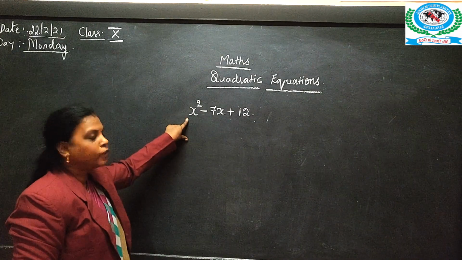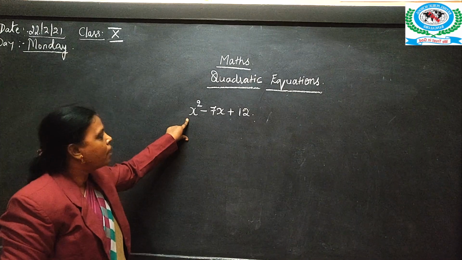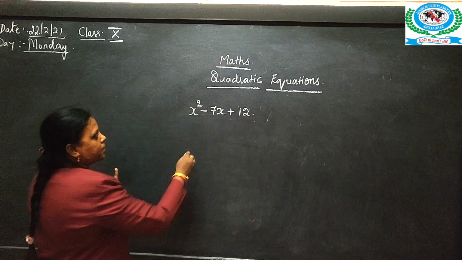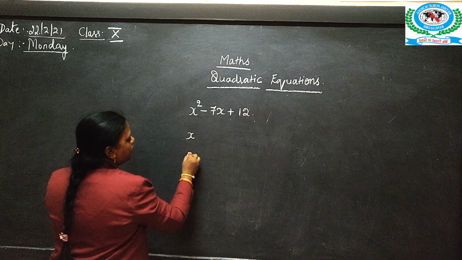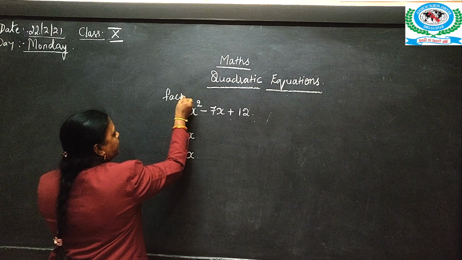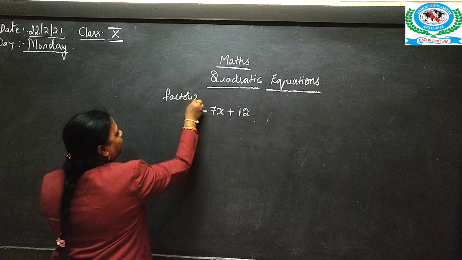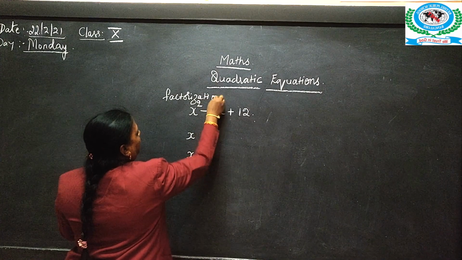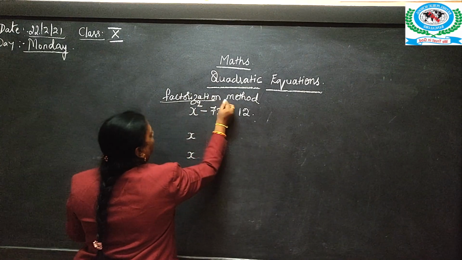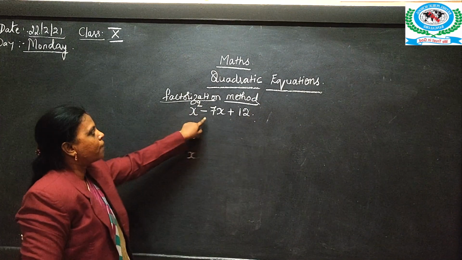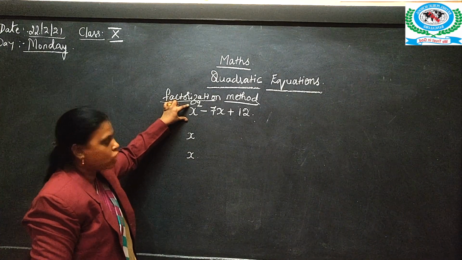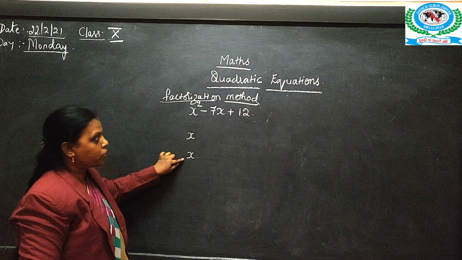So to find the solution in the factorization method, first you have to split this x square. So x square you can split as x into x. So what I am doing now is the factorization method. Okay. So x square minus 7x plus 12. First split x square. X square can be split as x into x.